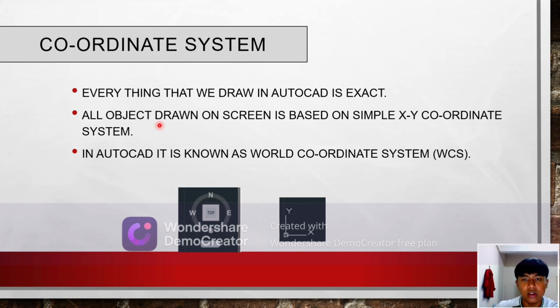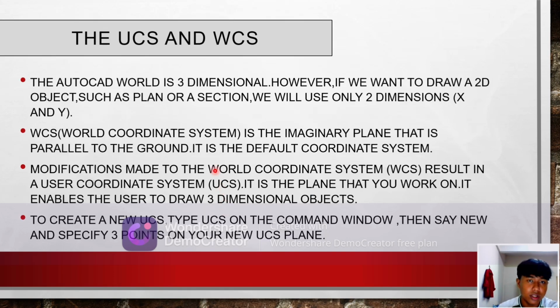This is the coordinate system. Everything that we draw in AutoCAD is exact. All objects drawn on screen are based on a simple XY coordinate system. In AutoCAD, it is known as the World Coordinate System, WCS. West, East, North, South. This is the XY coordinate. This is WCS, the UCS and WCS. The AutoCAD world is three-dimensional. However, if we want to draw a 2D object such as a plan or section, we will use only two dimensions, X and Y.